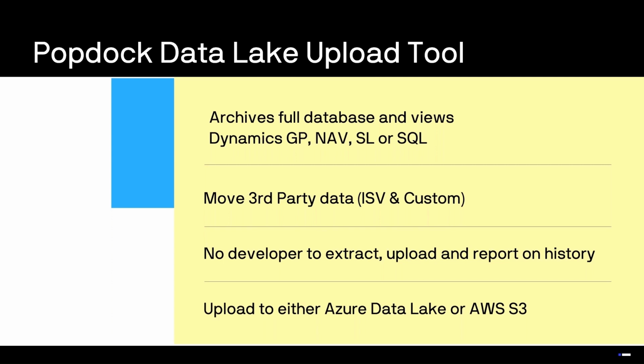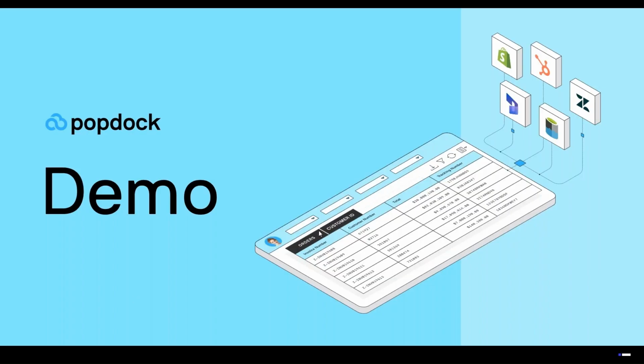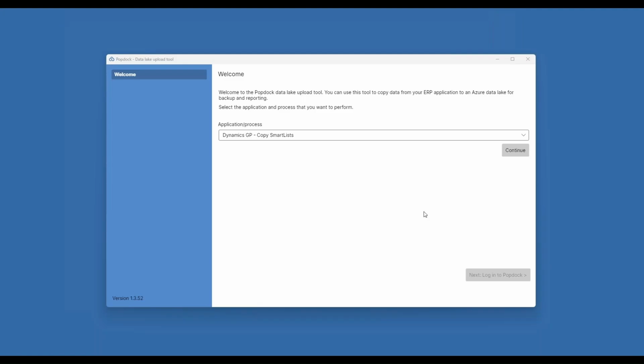And then last but not least, the tool supports moving data into both an Azure data lake as well as Amazon S3 storage accounts. So I'm going to quickly jump over to a demo here and highlight what this tool looks like and the process that we run to move your historical data. So what I'm showing you right now is our Popdock Data Lake upload tool. And again, we use this tool to essentially move your historical data.